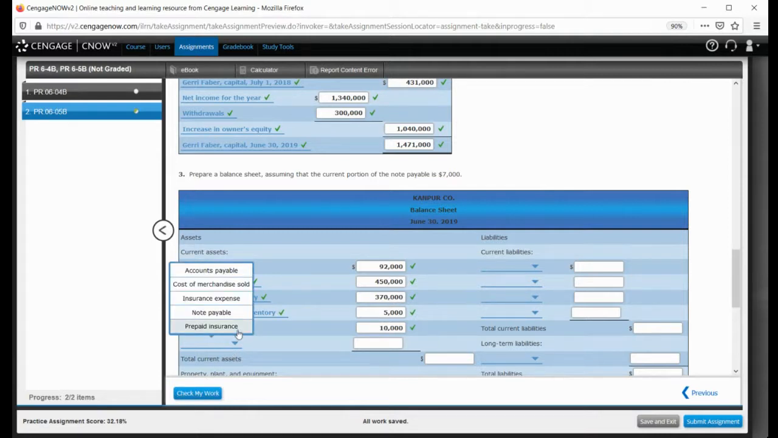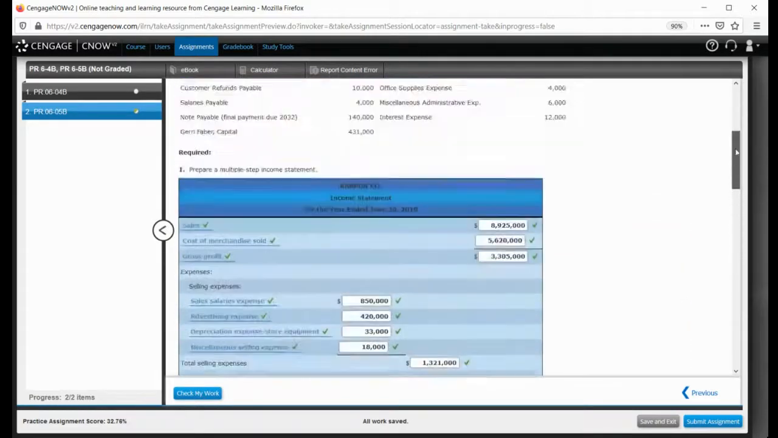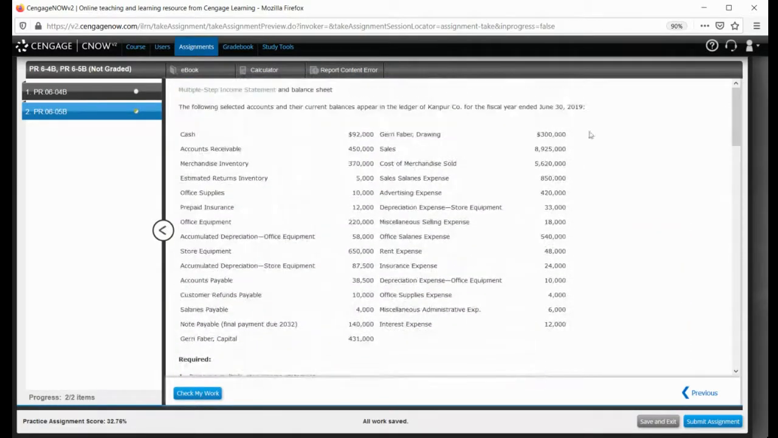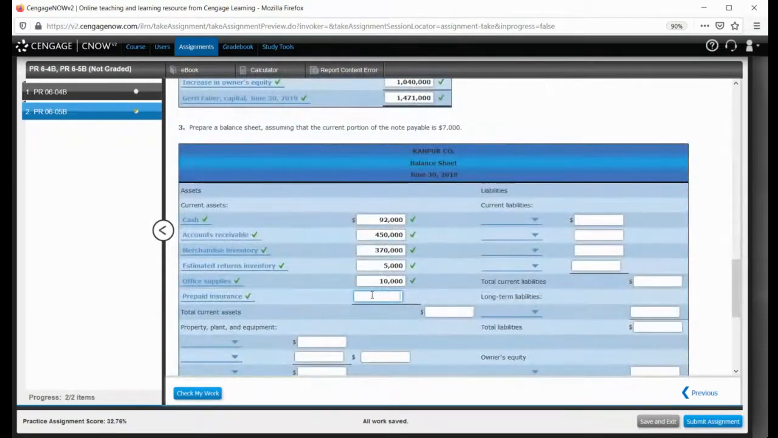The last account that we will be looking at is prepaid insurance. It too is a type of asset because it's a prepaid expense. All prepaid accounts are assets, and they are current assets because we expect to use them within the year. So $12,000 is the amount of the prepaid insurance.